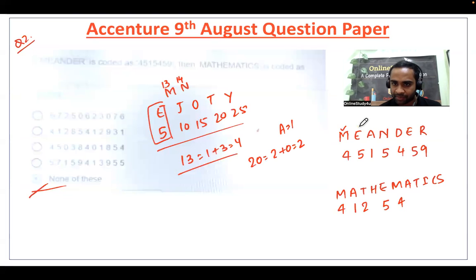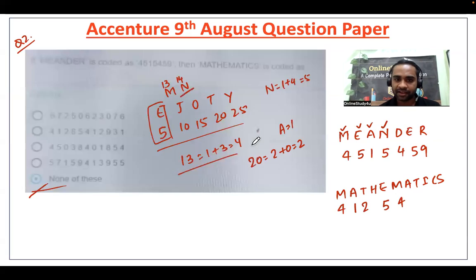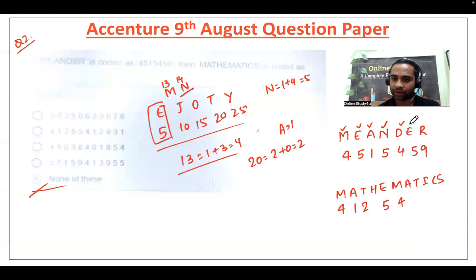So MEA. And then N. N's code is 14. So 1 plus 4 will be 5. So they have written 5 here, right? Then D. D is a single letter, so the alphabet here is D and the digit is 4, a single digit. So we will write 4. E is again a single digit, so we will write 5.